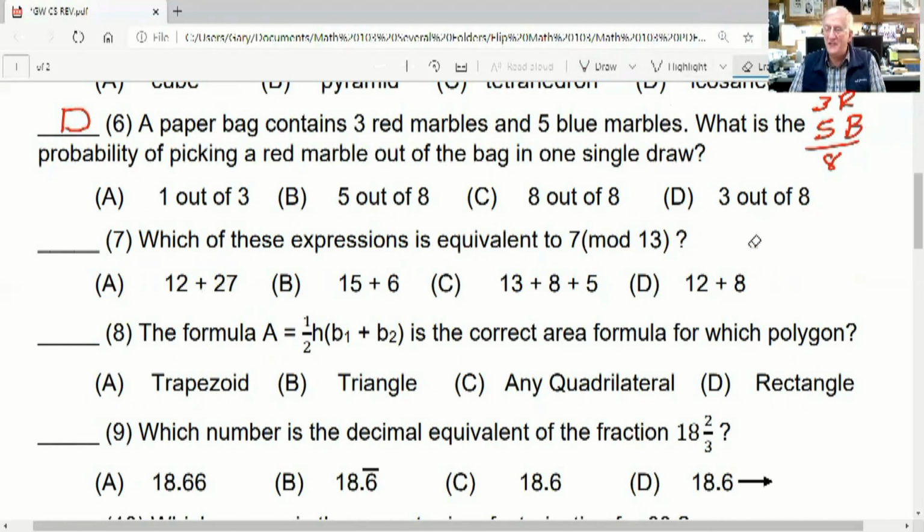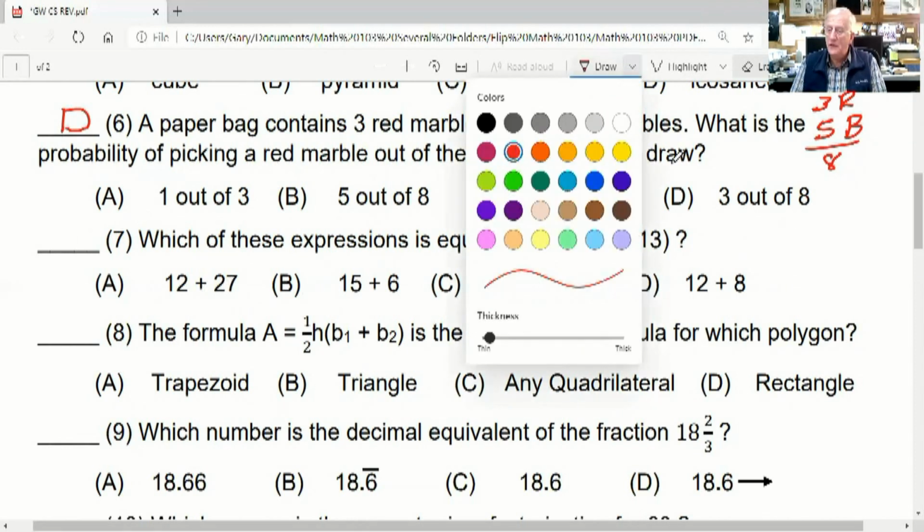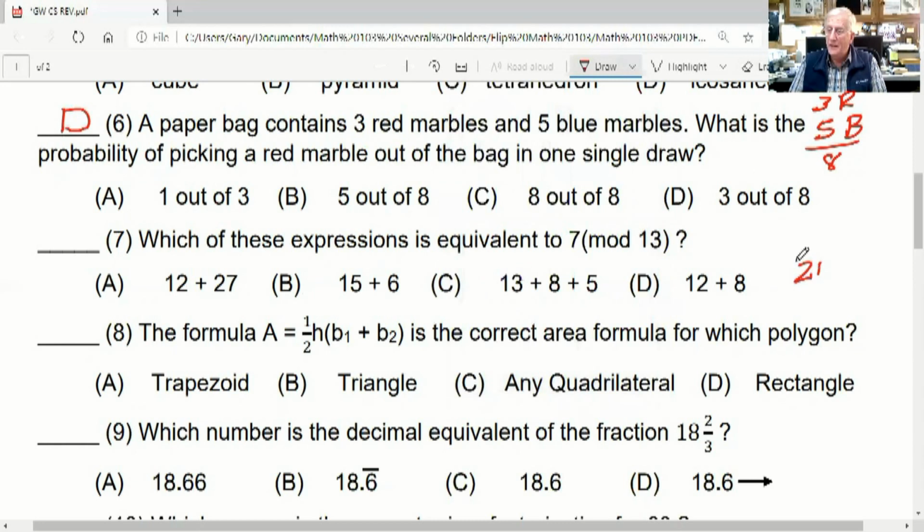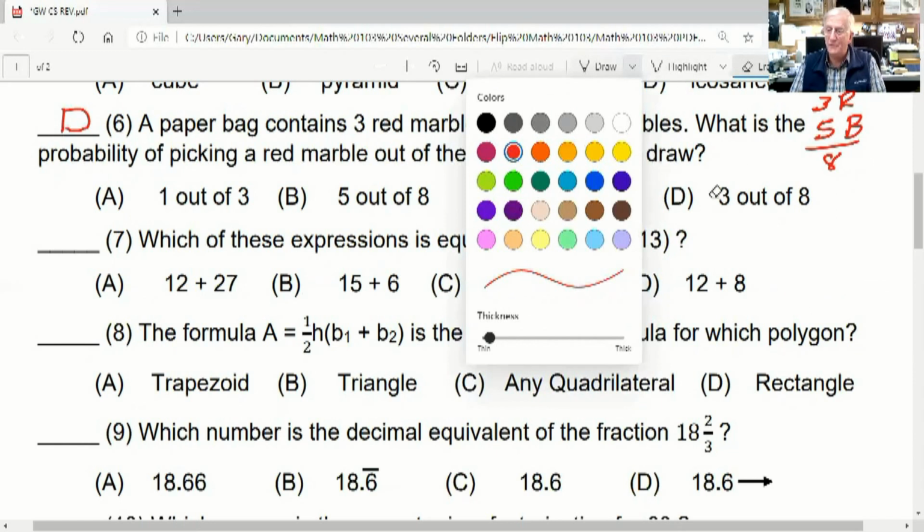Let's try 15 and 6. Well, 15 and 6 adds up to what? 21, right? So 21 divided by 13 goes once with a remainder of 8. We want a remainder of what? 7. No good. All right, let me get rid of that. Okay, let's go to our next one.